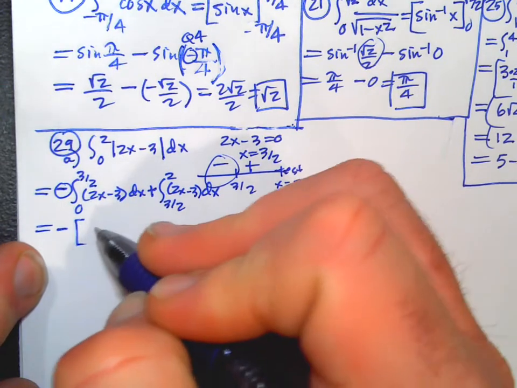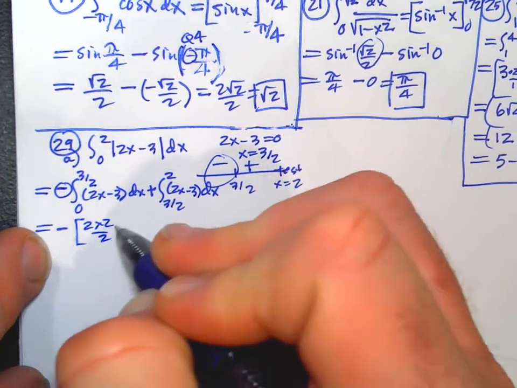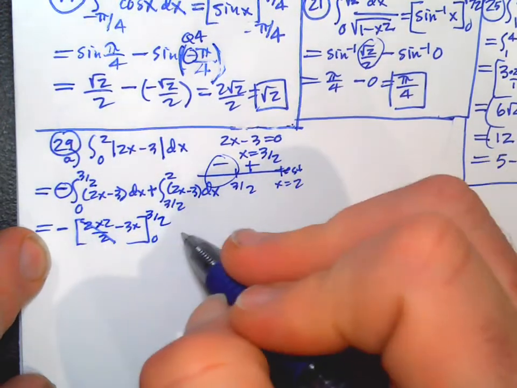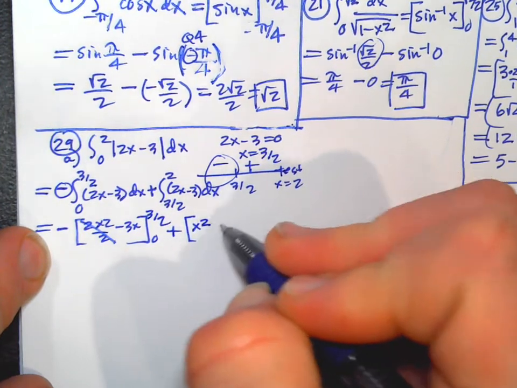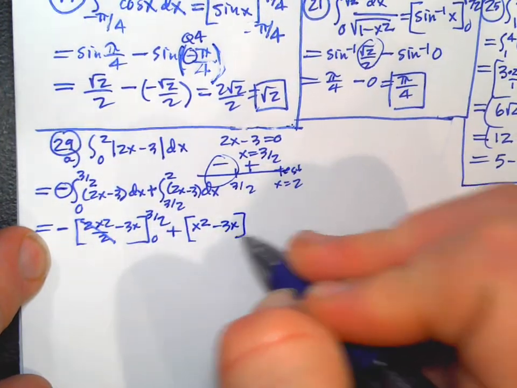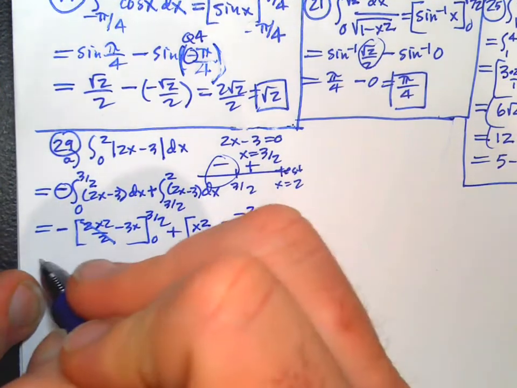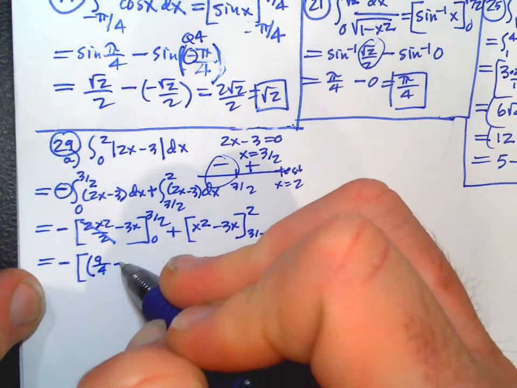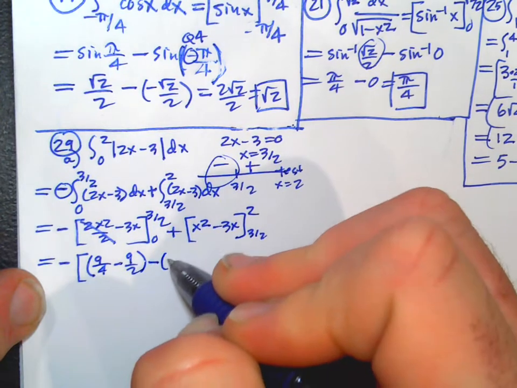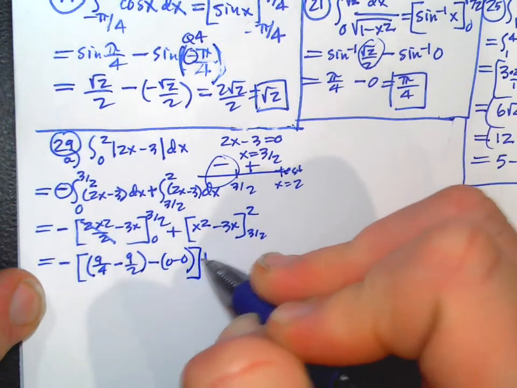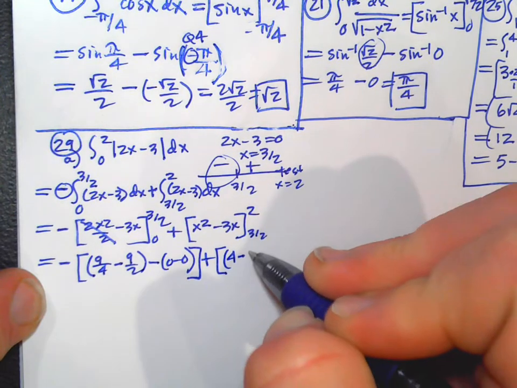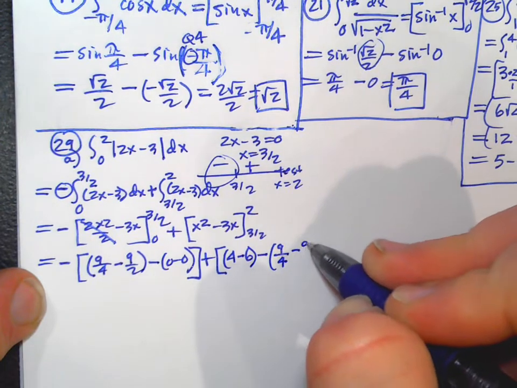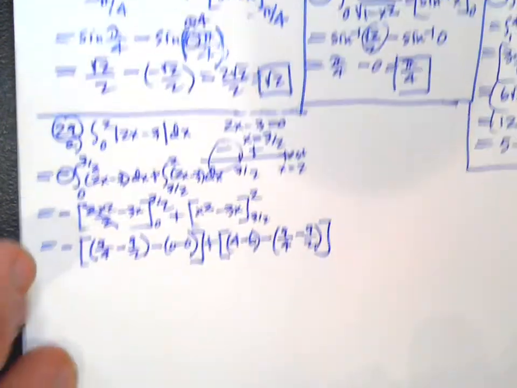So that's going to be 2x squared over 2 minus 3x. And they're both going to have the same antiderivative. So it's going to be x squared minus 3x. You've got to plug limits in. So it's going to be 9/4 minus 9 halves minus 0 minus 0. And this one's going to be 4 minus 6 minus 9/4 minus 9 halves. So now we just got a little bit of cleaning up to do.